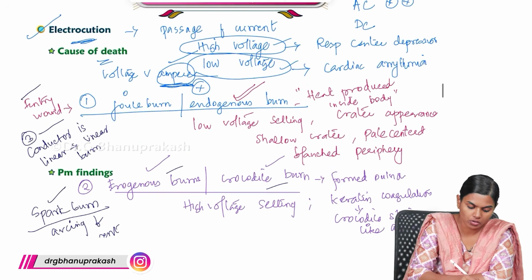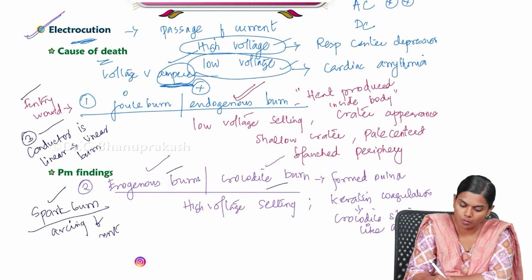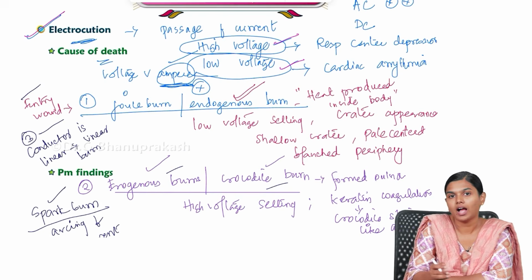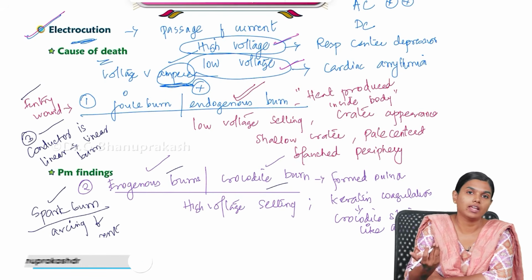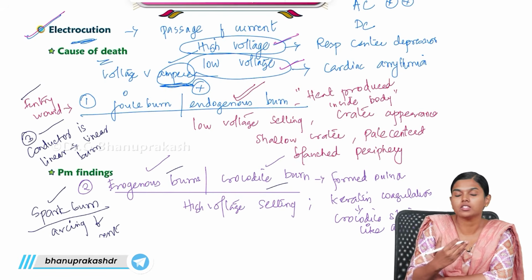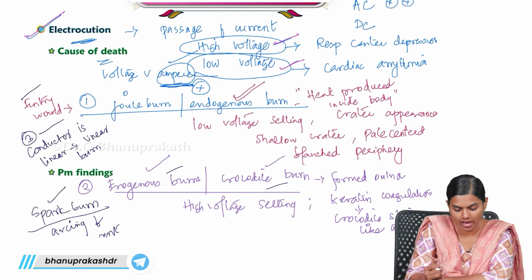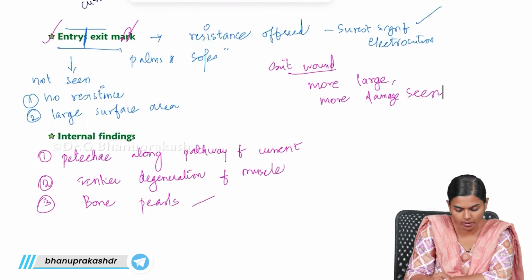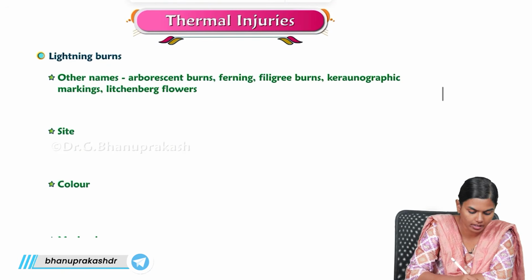And in electrocution, they mainly ask you about this high voltage and low voltage setting, and which is more dangerous: voltage, ampere, AC, DC. Like that they will be asking the questions. So up next, what we have is lightning burns.